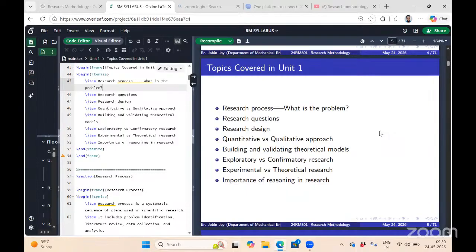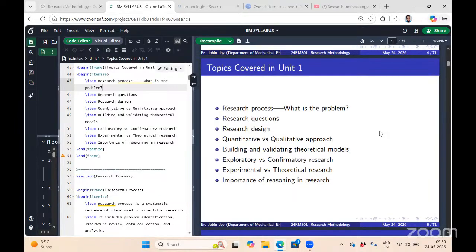Then another type of research is called experimental versus theoretical research. Experimental research means using practical experiments. That means you will be working with actual machines and instruments, and you will be getting data after completing the experiments. This is what is called experimental research. Theoretical research means you will be using concepts, theories, and equations only. There are no machines or practical setups involved in theoretical research.